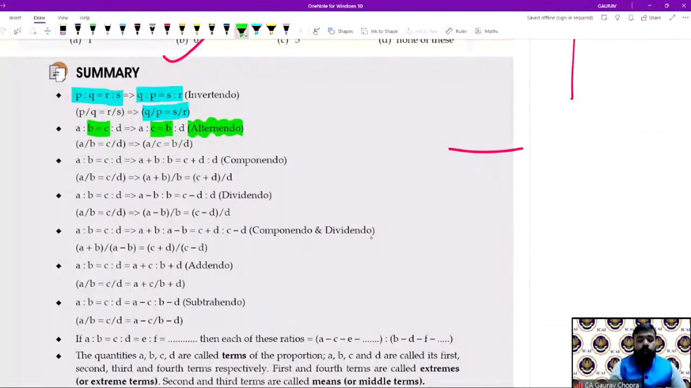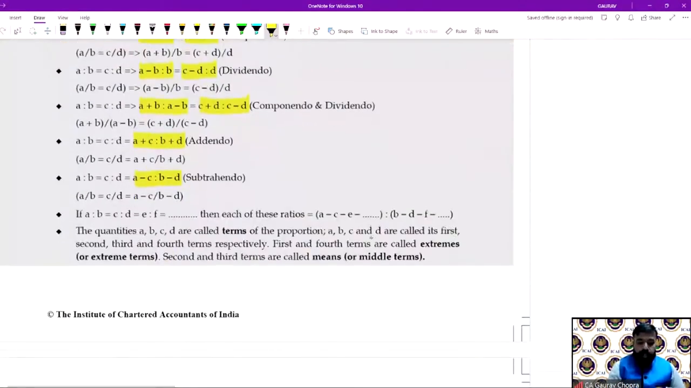Then we have componendo. What we have done is add one, so after adding one we get A plus B to B and C plus D to D. This is componendo. In dividendo, what we have to do is simple subtraction. So A minus B to B, C minus D to D. So we get dividendo. And applying both of them gives A plus B to A minus B equals C plus D to C minus D. This is componendo and dividendo. Addendo means adding numerators and adding denominators. Subtrahendo means we subtract the numerators and subtract the denominators. So all these we have done.